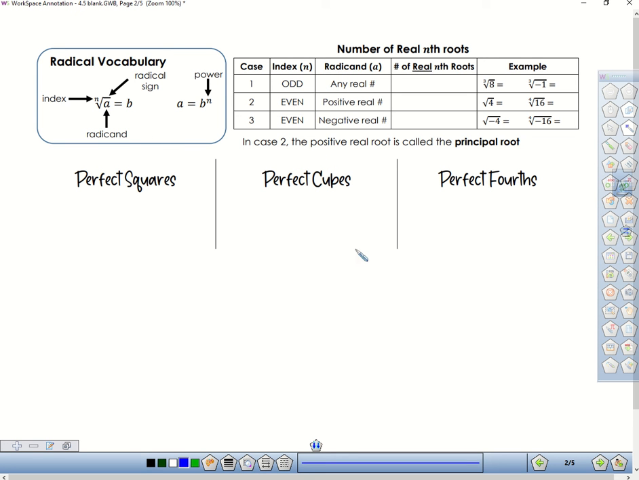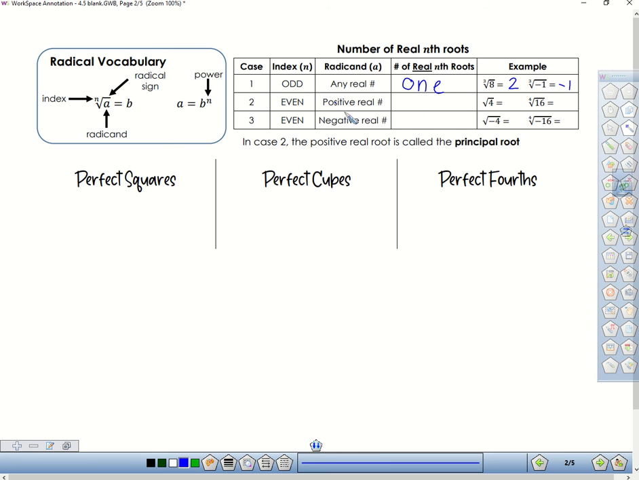So let's talk about the different cases that can occur. So if you have an odd index, meaning that the radical you're taking is of an odd number like 3, you end up with one real root, okay, just one. And the example of that is, does anybody know what the third root of 8 is? What times what is 8? 2. So the third root of 8 is 2. And does anybody know what the third root of -1 is? What times what is -1? Negative 1. So that's how you find a third root, and I'll explain that more as we go on.